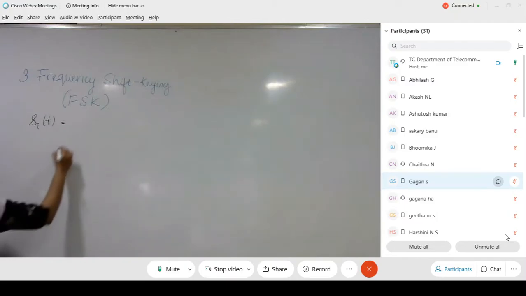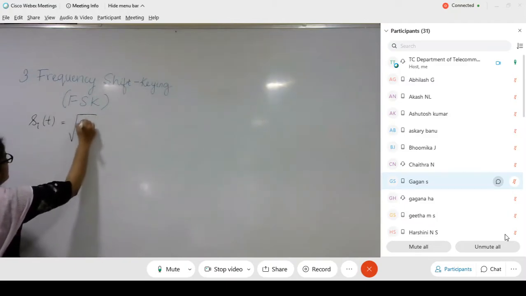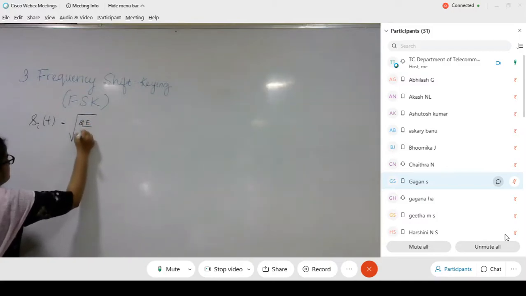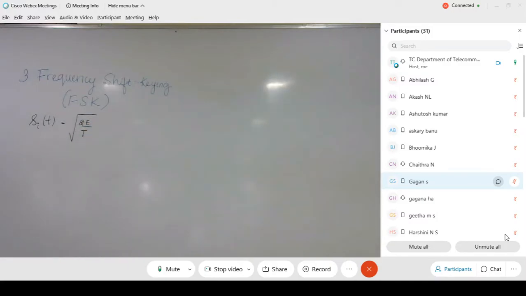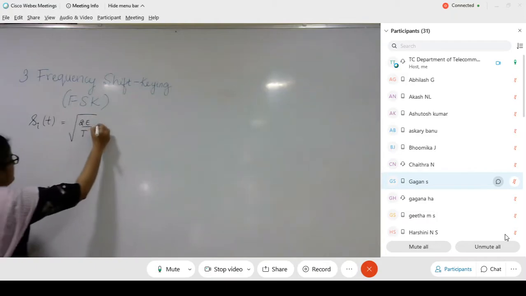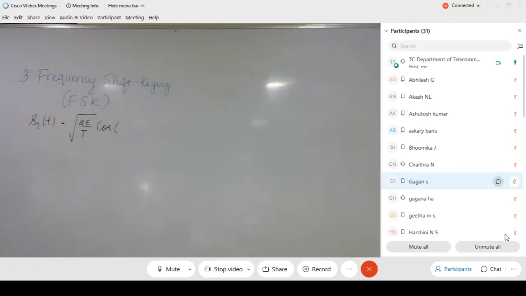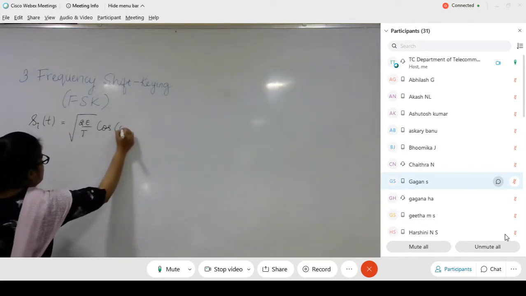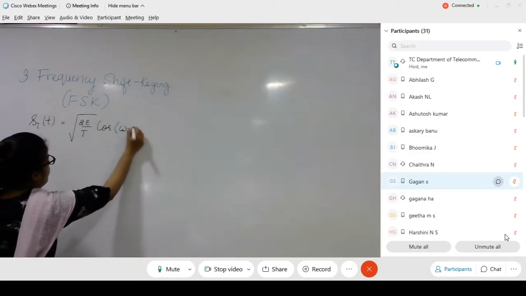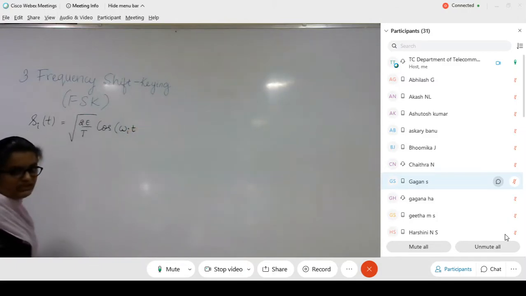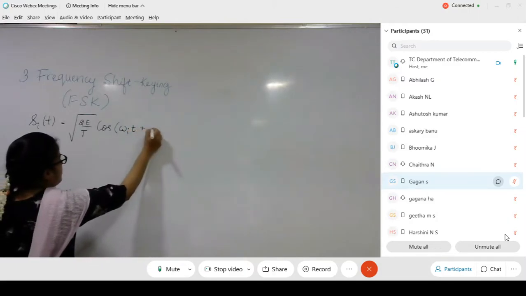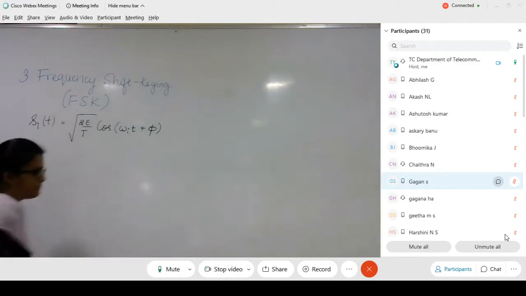we are going to express the amplitude as under the root 2E by T, multiplied by the factor. The parameter of the carrier signal that we are changing in this case is the frequency of the carrier. So in place of omega naught we will have omega_i times t, and the phase will be constant, which is equal to phi.